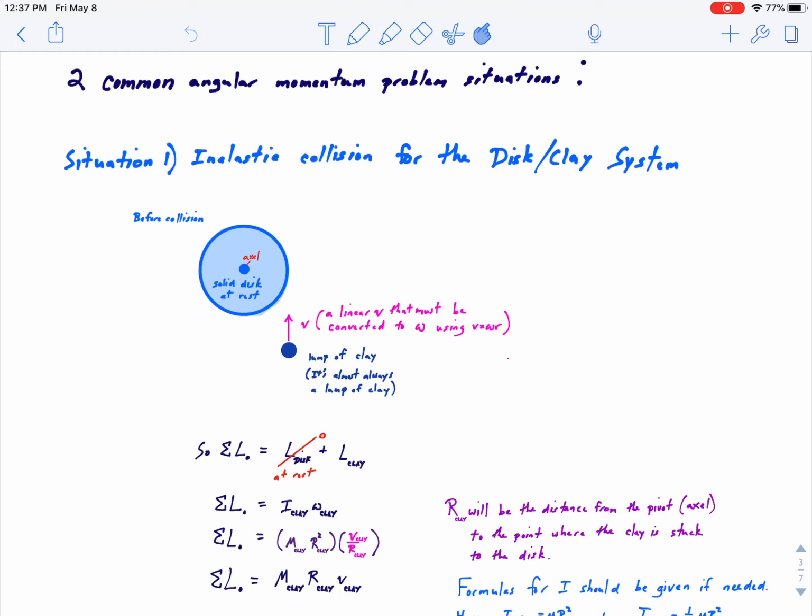A lump of clay is thrown at it and comes in with some linear velocity. Right now, technically, the lump of clay has no angular momentum because it's not in any sort of rotating pattern. But we can still say that right before the collision, it's about to go into a rotating situation, and we can convert that linear momentum into an angular momentum. And I'll show you how to do that below.